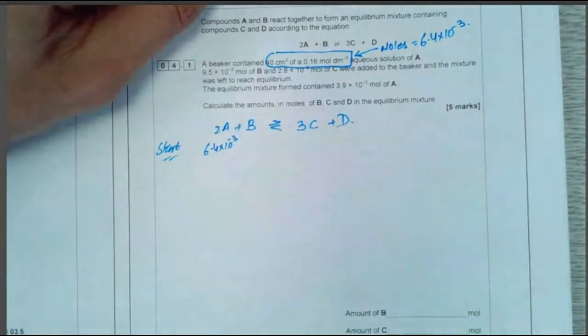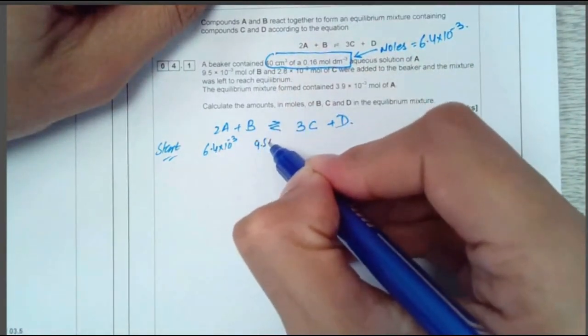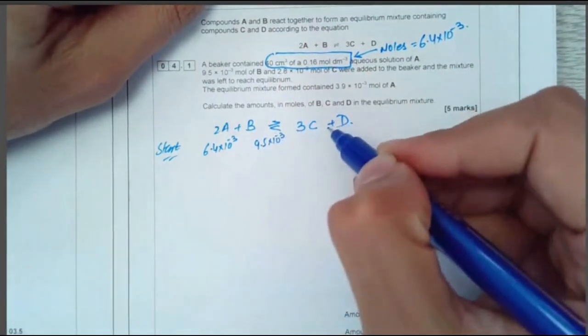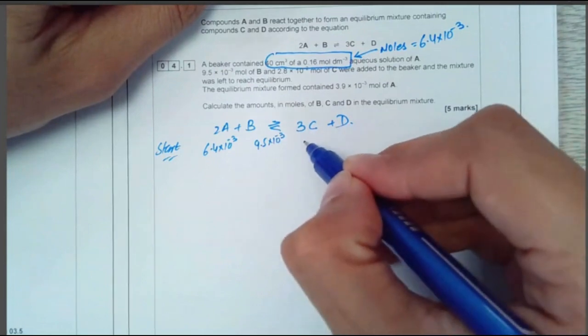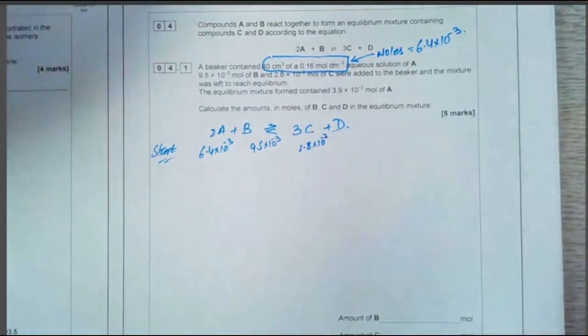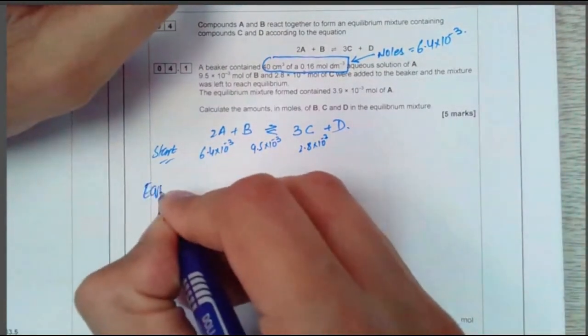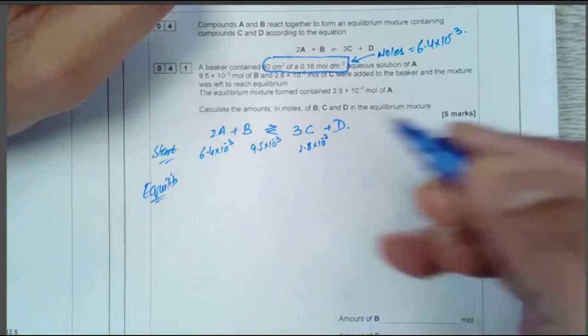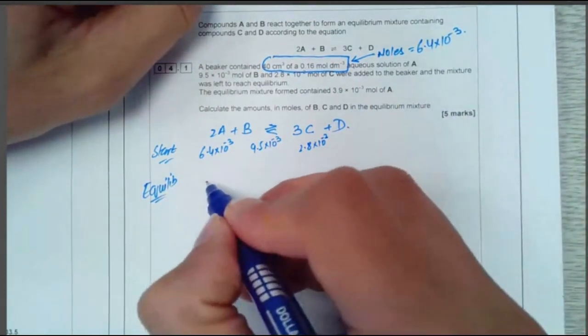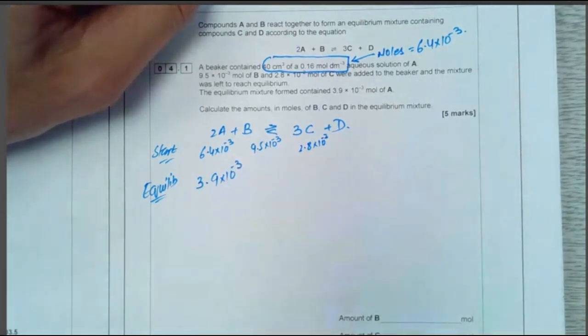For B, I will have 9.5 times 10 to the power of minus 3 moles. And for C, it says 2.8 times 10 to the power of minus 2 moles. And we don't know about D. Now, at equilibrium, you've got A is only now 3.9 times 10 to the power of minus 3. Calculate the moles of B, C, and D in the equilibrium.